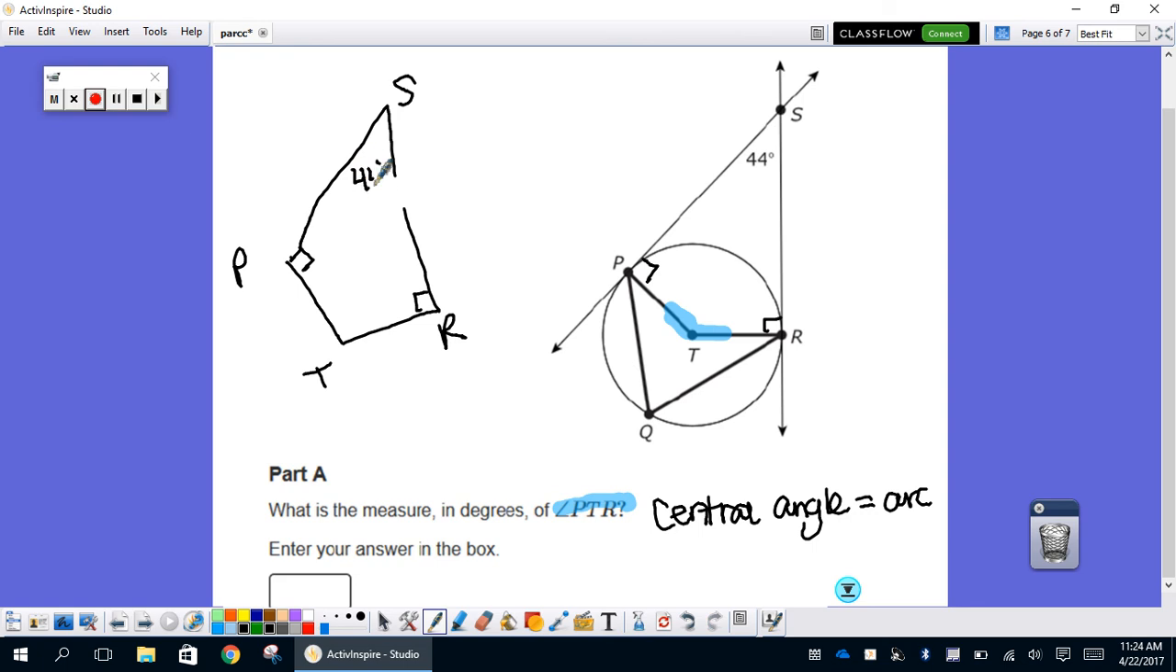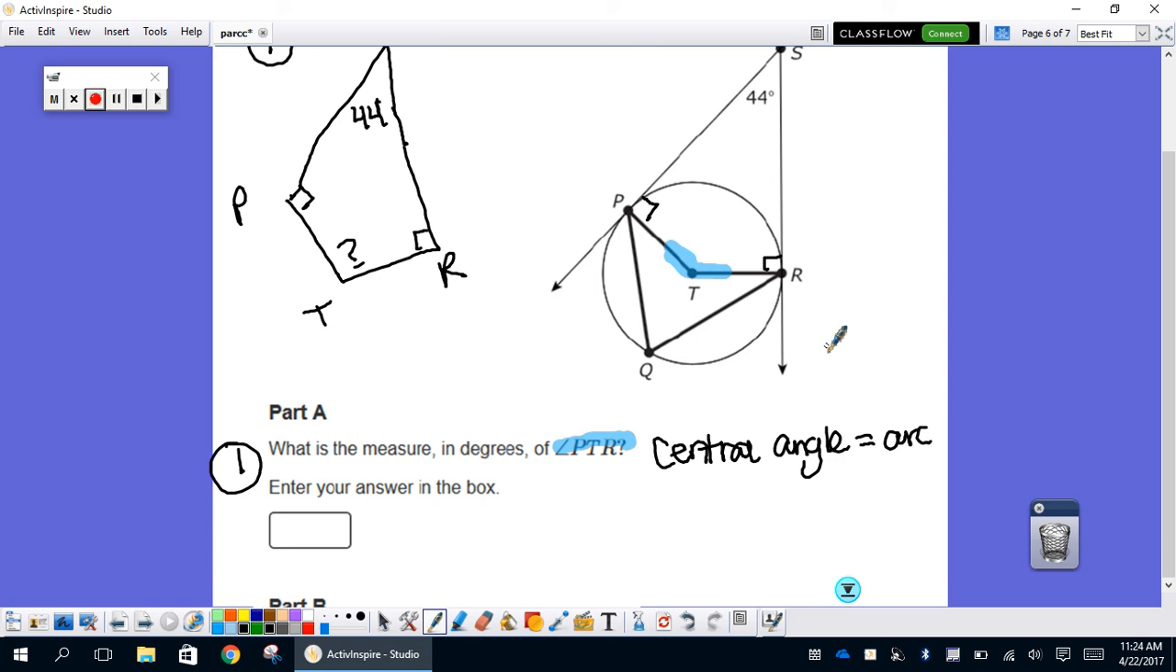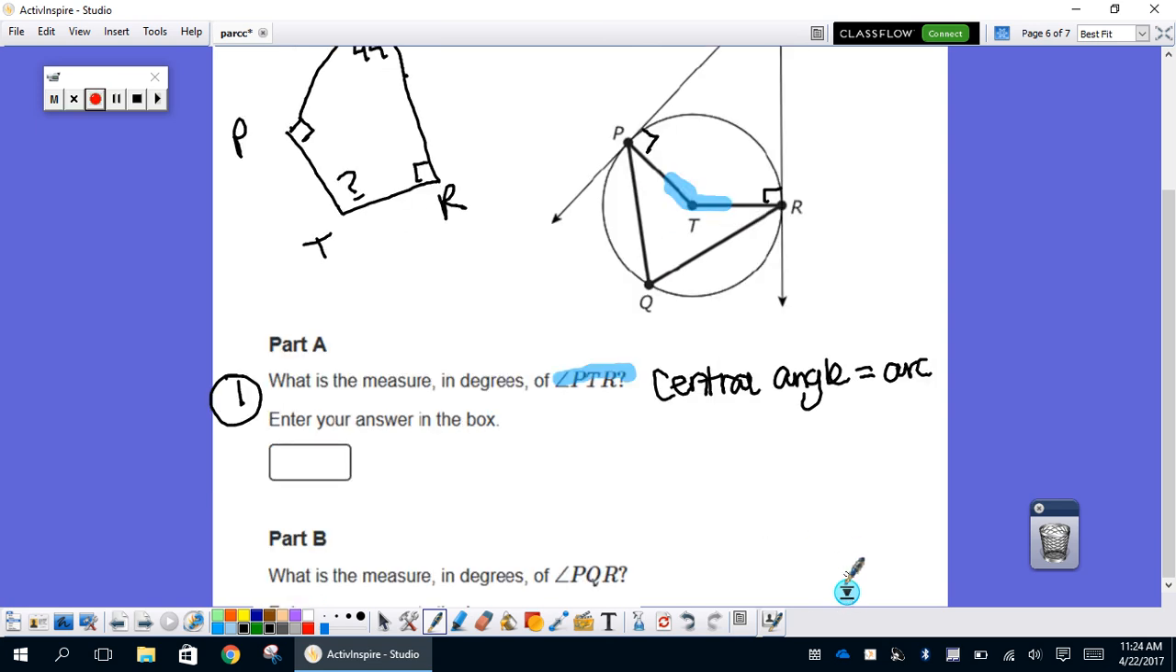Okay, so we have 44 degrees, and we need to find that missing angle. So if you find that missing angle, you found angle PTR. So I'm trusting that you could find angle PTR. So I will be giving you a point for drawing a kite, a point for getting angle PTR. And then the last question wants the measure of angle PQR.